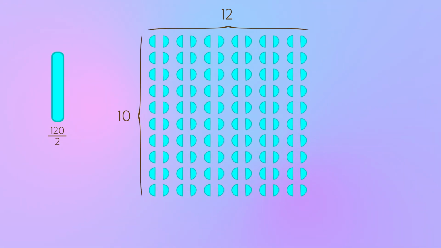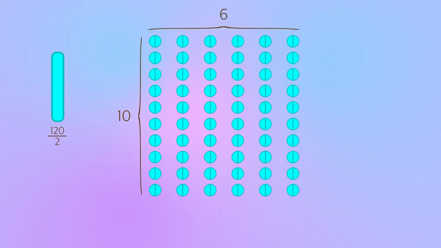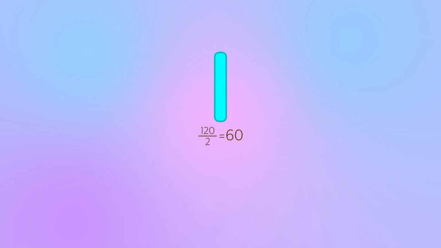Why? Well, let's look at this in 2 ways. First, let's do so graphically. 120 halves looks like this. But notice how I can pair these up like so. This looks like 60 wholes. So let's just say it that way, 60.